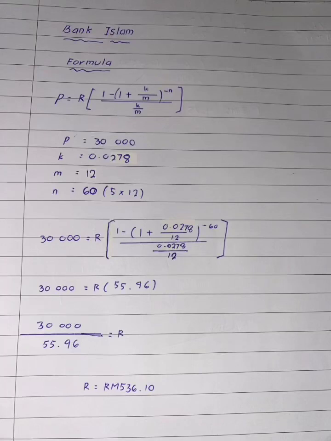For Bank Islam, the interest rate is 2.78%. So, I will explain how to get the repayment amount, total repayment and the total interest. For the formula, P equals R, open parenthesis, 1 minus, open parenthesis again, 1 plus K per M, close parenthesis, then put negative power of N on the right side, and then divide by K per M and close the parenthesis. First, we have to list the value of P, K, M, N.